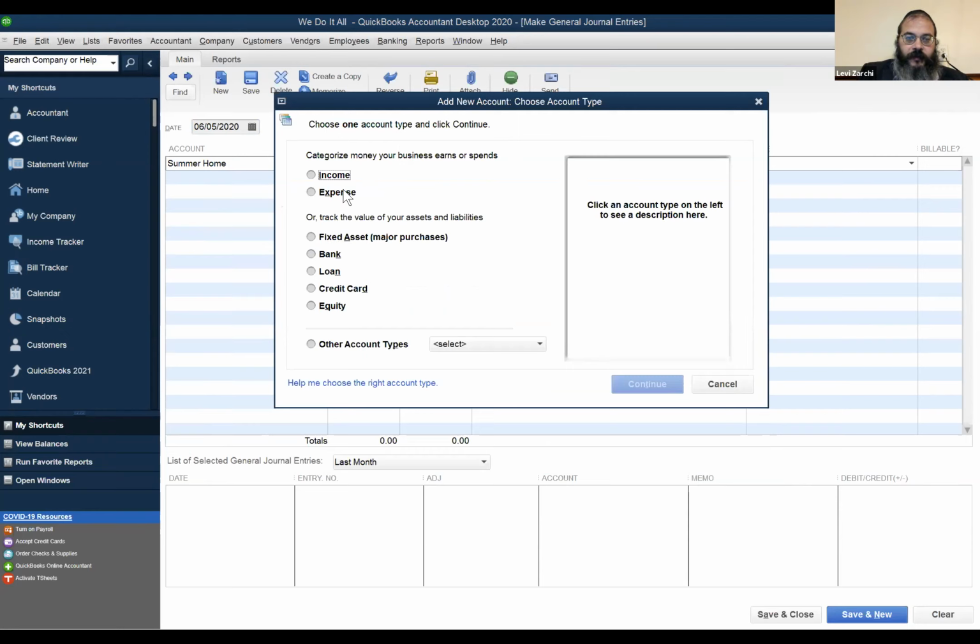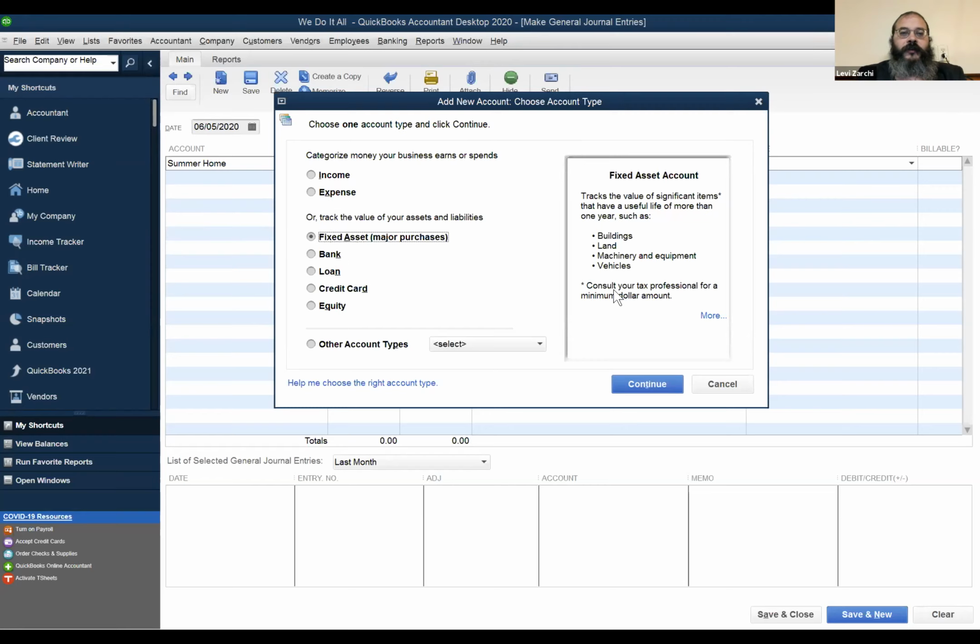You have income, you have expenses, and in the second section, you have what I said are the balance sheet accounts. The top is income and expense because that's what's going to affect your P&L. But your bank account won't disappear in fixed assets. And it tells you here on the right side, that's what you use for buildings and land and machinery. In this case, it's a building or a home. And I'm going to select continue.